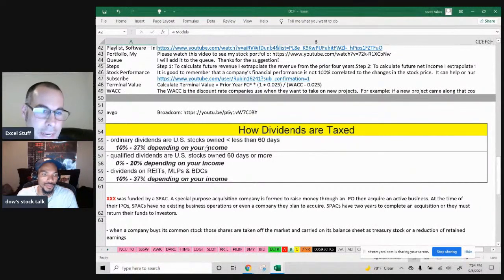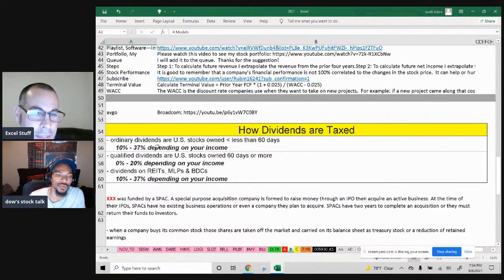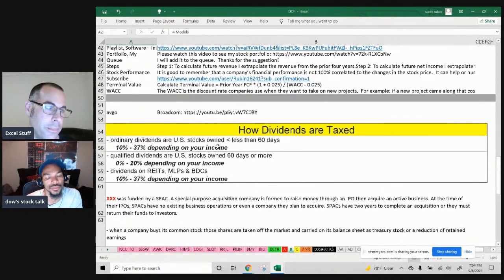So this is how dividends are taxed. If you own a stock for less than 60 days and you receive dividends, then you get taxed as ordinary income, which is on the high income rate, between 10 and 37%, depending on how much you make.